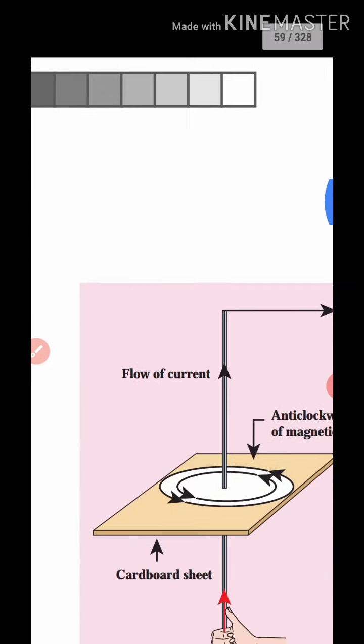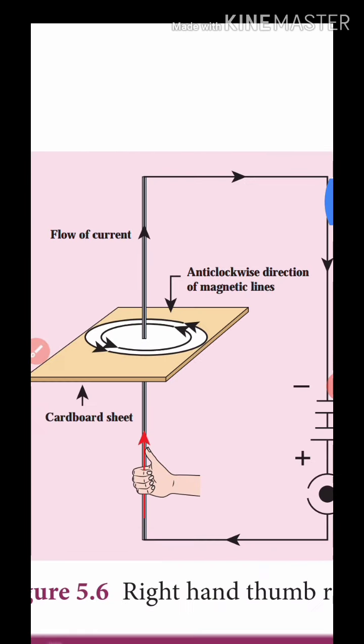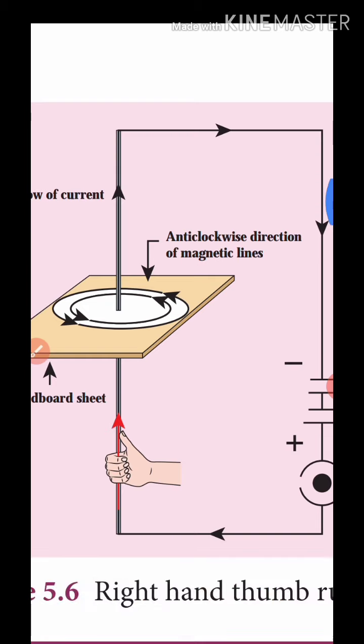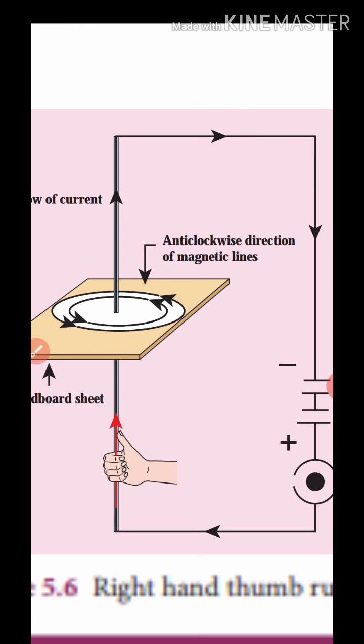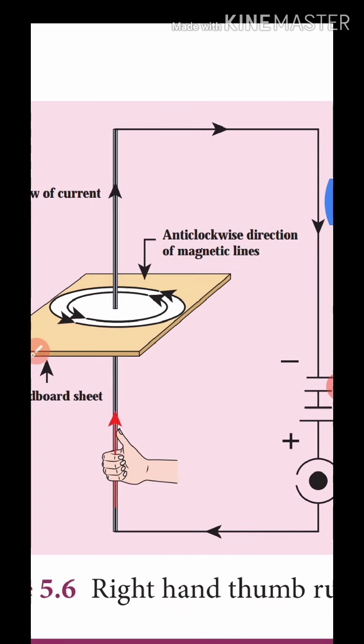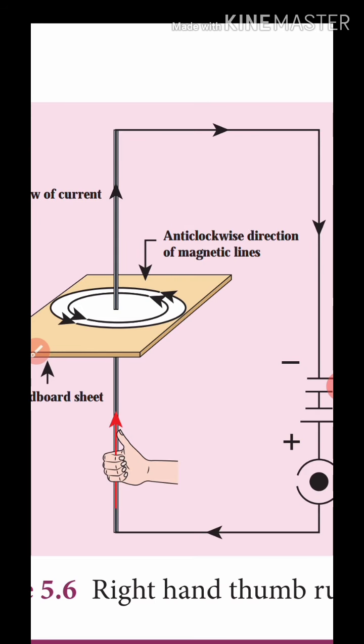See this picture. The strength of the magnetic field at a point due to a current carrying wire depends on: the first one, current in the wire; the second one, distance of the point from the wire; the third one, the orientation of the point from the wire; the last one, the magnetic nature of the medium.